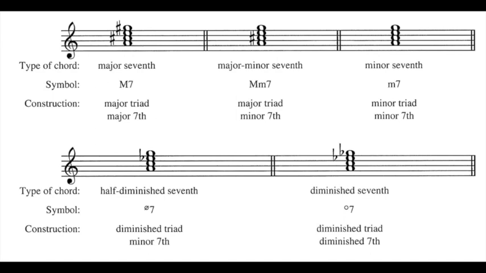Our next seventh chord, in classical music, we often refer to as a major minor seventh, but in pop music and jazz, it's often referred to as a dominant seventh.